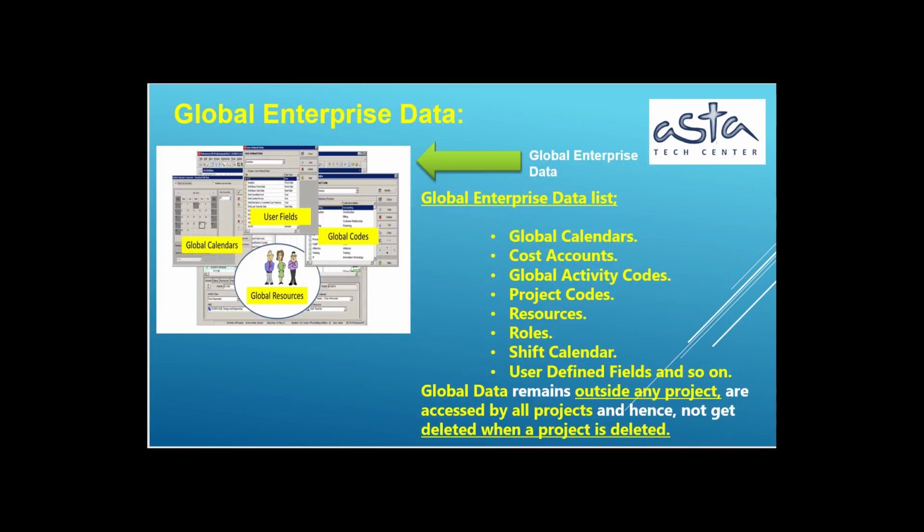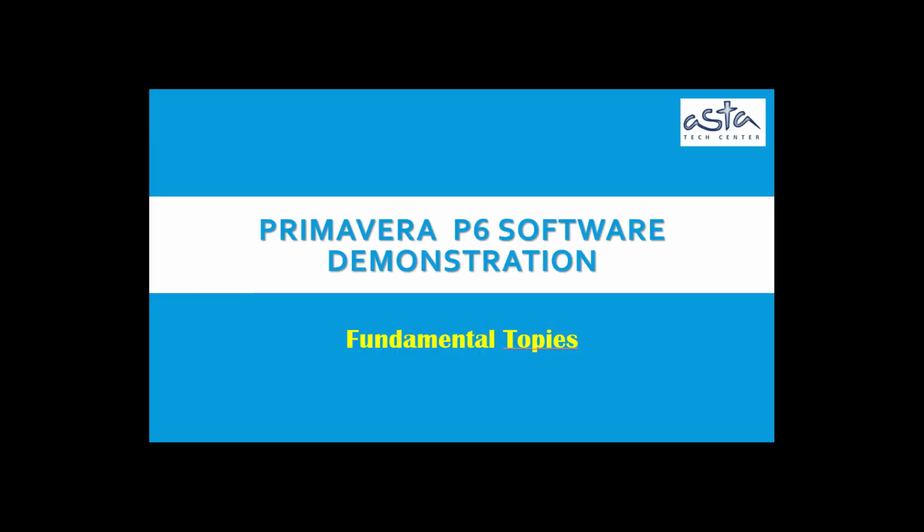Global enterprise data: Global Calendars, Cost Accounts, Global Activity Codes, Project Codes, Resources, Roles, Shift Calendar, User-defined fields and so on. Global data are present outside any project, are accessed by all projects and hence, do not get deleted when a project is deleted. Primavera Software Demonstration, Fundamental Topics.